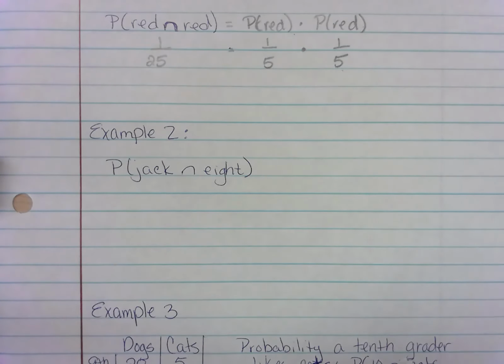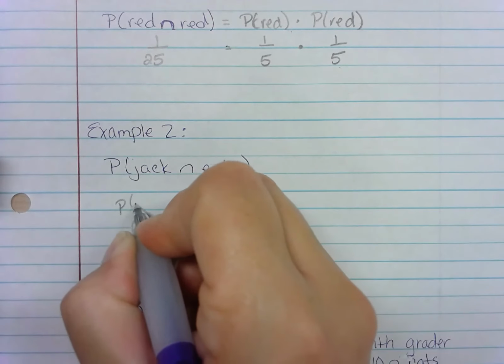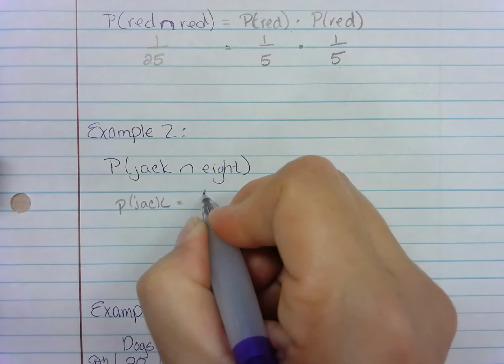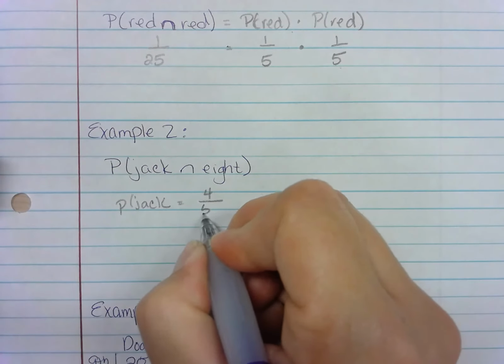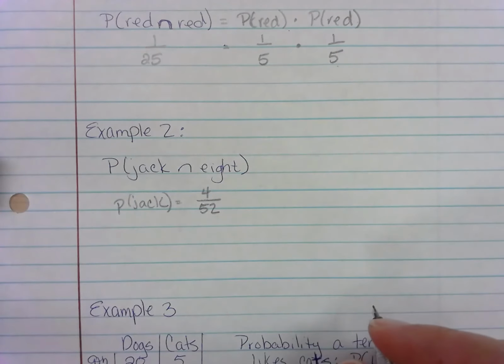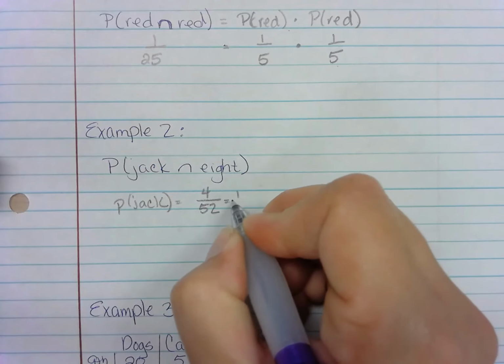But we want to do this mathematically, so we calculate the probability of drawing a jack. How many jacks are there in a deck? Well, there's 4 of them. So there's 4 jacks in a deck out of 52 cards in a deck, and that will simplify down to 1 over 13.